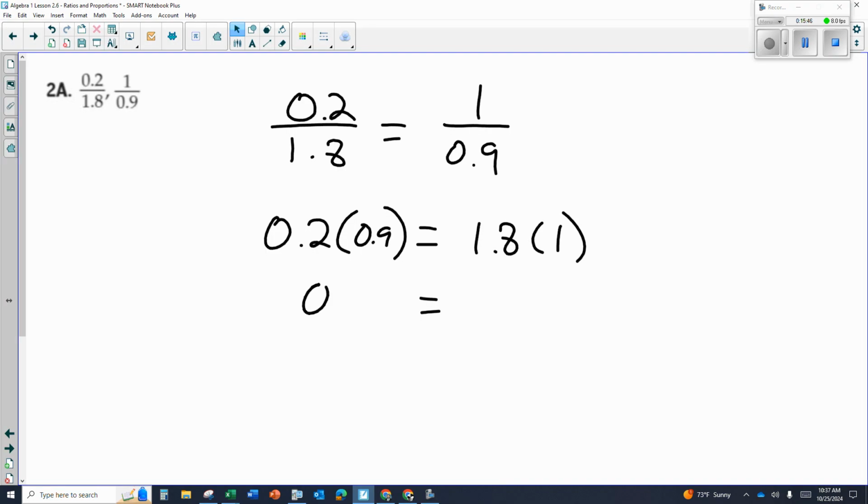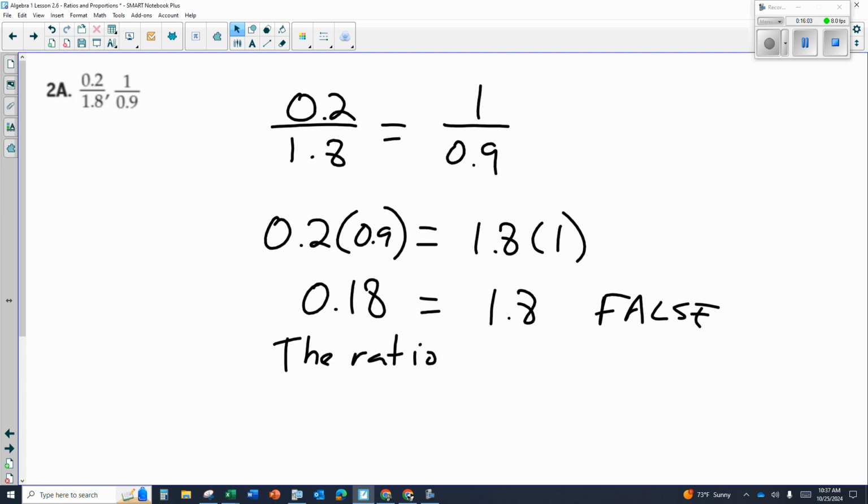So 0.18. And then 1.8 times 1, well, that's just 1.8. Since 0.18 does not equal 1.8, this statement is false. Because it's false, the ratios do not form a proportion.